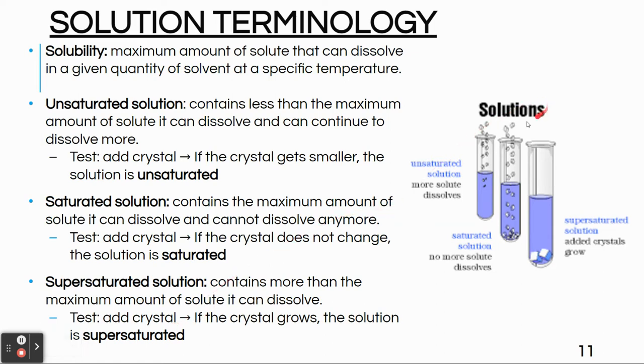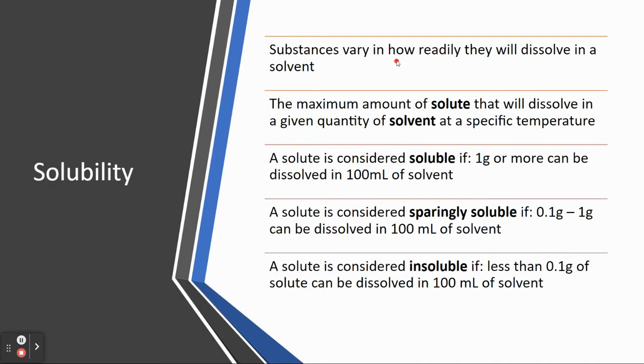But the test for that, what you would do is you'd put a crystal inside your supersaturated solution, and you would see the crystal grow. You'd see crystals come out of the solution. So basically, you're spitting out all the extra stuff once you tried to put some more in there. And that's how you would see you have a supersaturated solution. And so those are your main terms for solubility. This is how you would describe solubility, but you can also describe it with numbers, which we'll see later on as well.